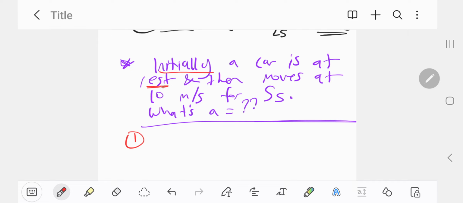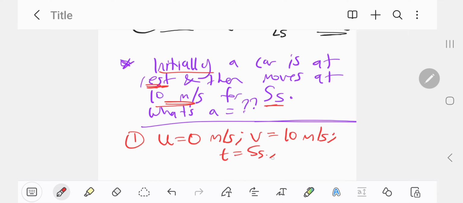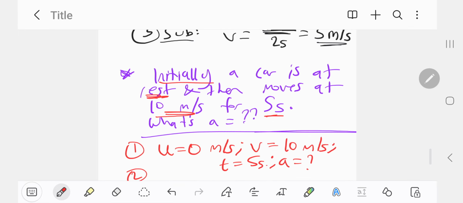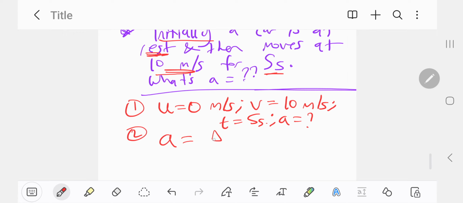Initially, at rest means your initial velocity u is 0 meters per second. If you're not moving, your speed is 0. So u is 0 initially. Then it moves at 10 meters per second. That's your final velocity, 10 meters per second. And for 5 seconds, that's time. T equals 5 seconds. We need to work out A. Number 2, what do we know with acceleration, the formula? It's right here. Delta V over delta T, which is V minus U over T.